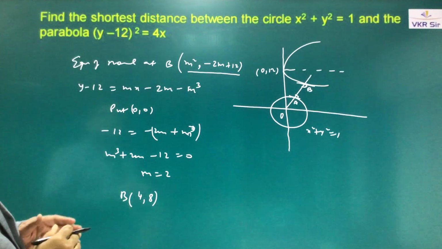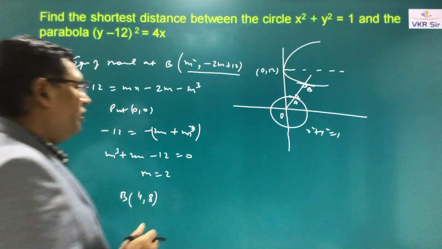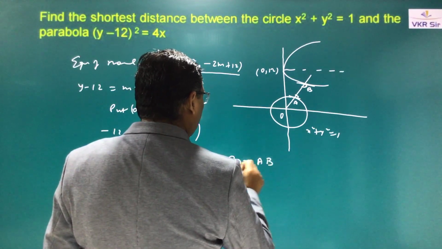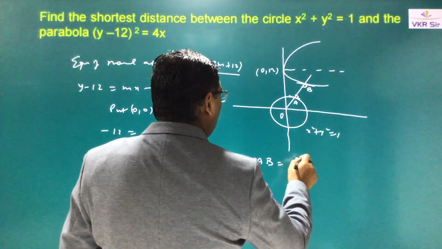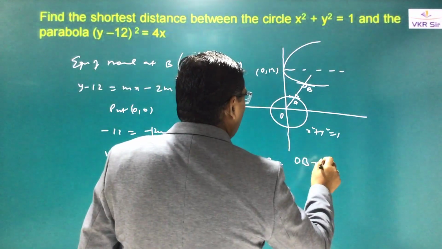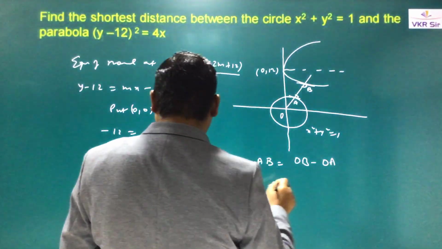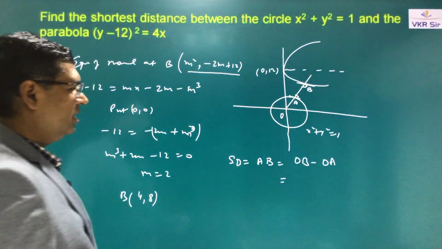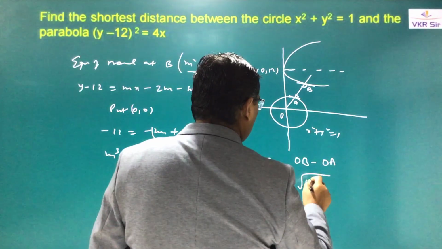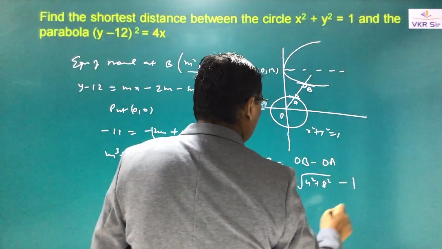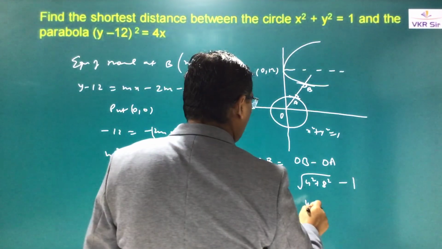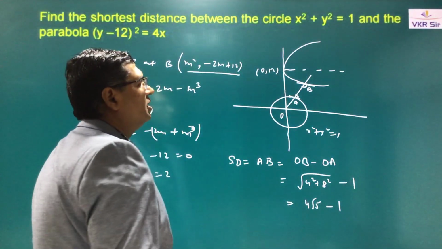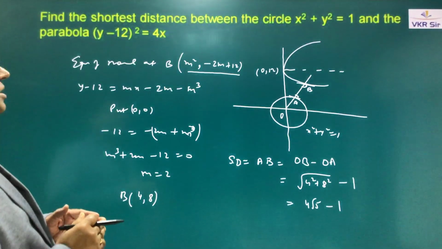Once we have reached B, to generate the shortest distance, what we will do is, shortest distance is AB, isn't it? Shortest distance is equal to AB, and that will be calculated as OB minus OA, which is its radius. OB is how much? We can calculate from the origin, the distance to this point 4, 8, that is under root 4 square plus 8 square, and radius is 1. So 4 will be taken common, so it is 4 root 5 minus 1. So this is the shortest distance between the circle and the parabola.